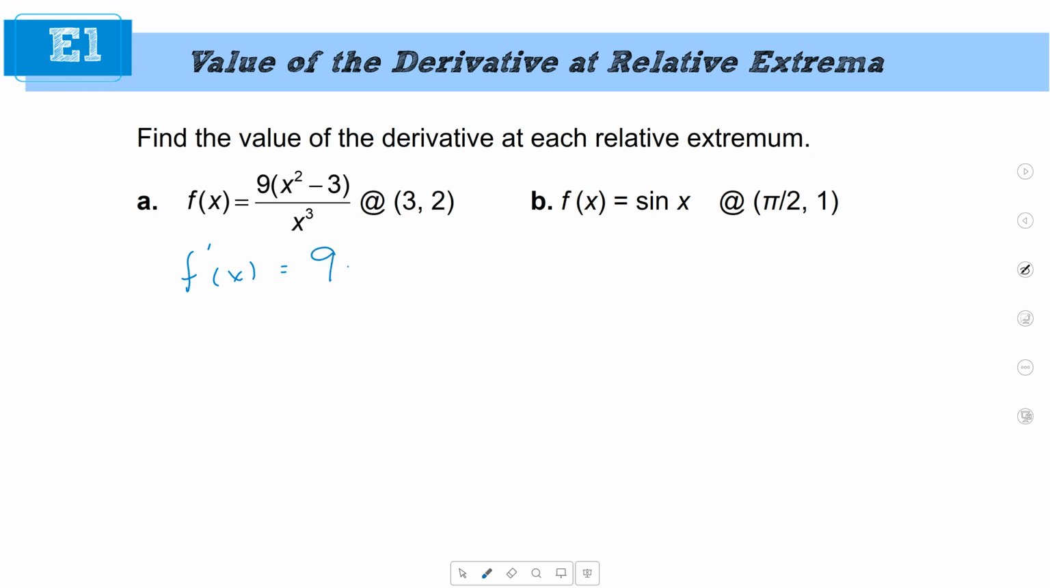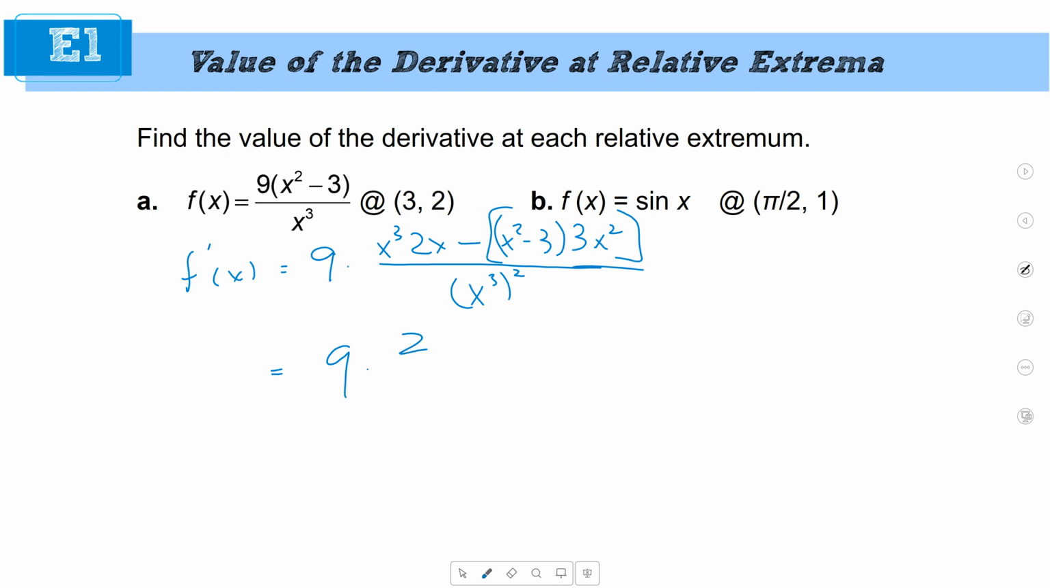If I was doing this, I'd put the 9 out in front and just leave it there because it's not bothering anybody. And then you could do quotient rule. x to the third squared, x to the third up on top, times 2x, minus big honk in parentheses, x squared minus 3 times 3x squared. Leave the 9 out in front for a second. Plug in 3, I get 27 times 6 minus 6 times 27 all over some big honking number. What's 27 times 6 minus 6 times 27? 0.